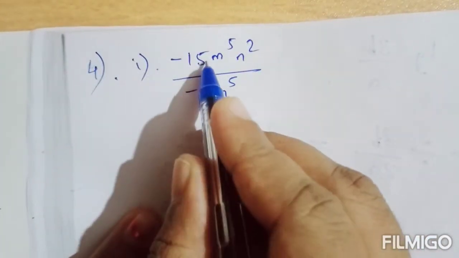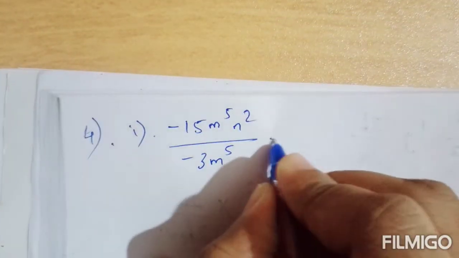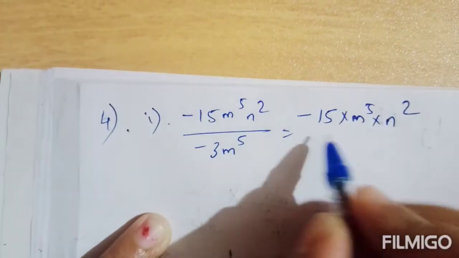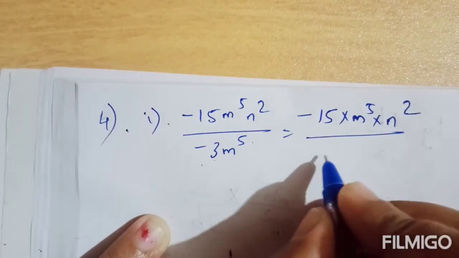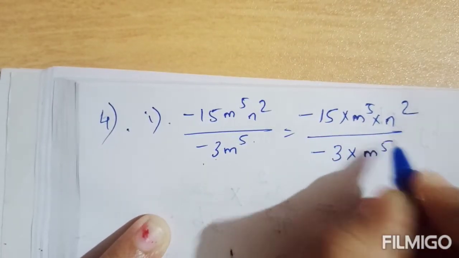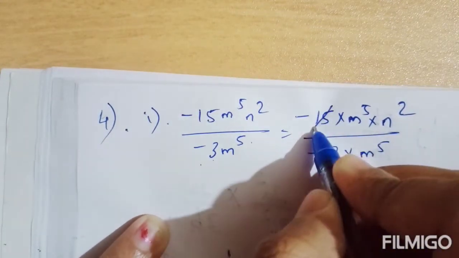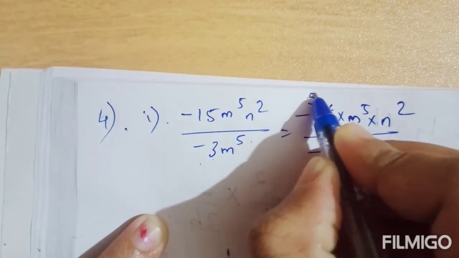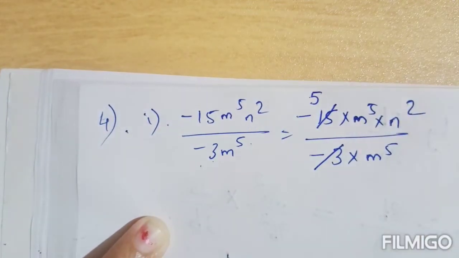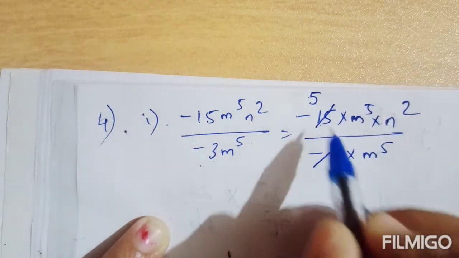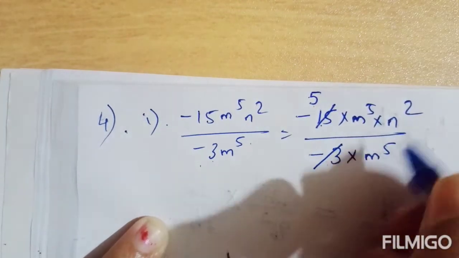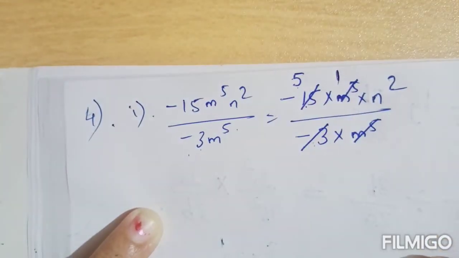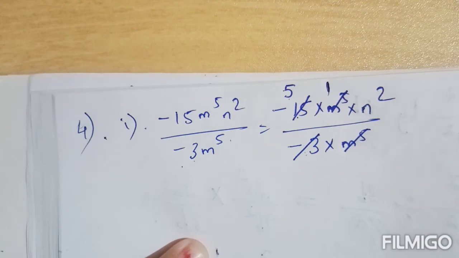So minus 15m raised to 5 n square, you can write like this: minus 15 into m raised to 5 into n raised to 2, by minus 3m raised to 5, it is minus 3 into m raised to 5. Okay, minus 15 by minus 3, we can divide. It is positive 5. Negative divided by negative, it is positive. So minus 15 divided by minus 3 is 5. m raised to 5 and m raised to 5 you can cancel. It will be 1. Any number divided by that number itself, you will get 1.